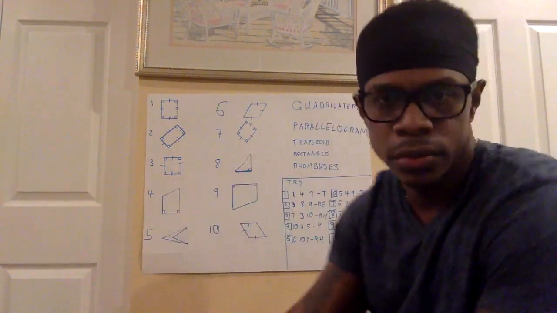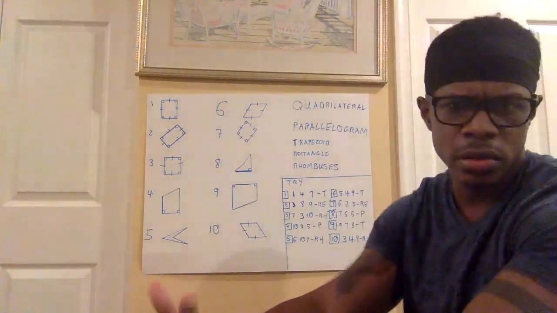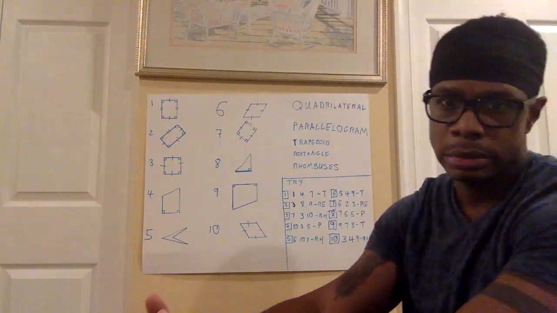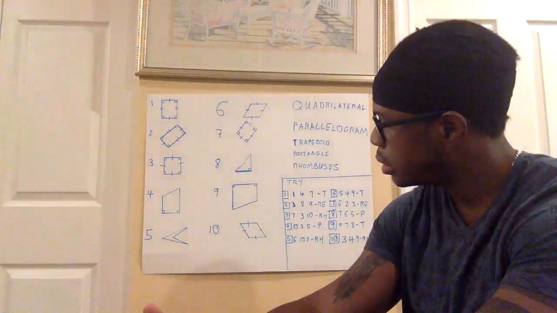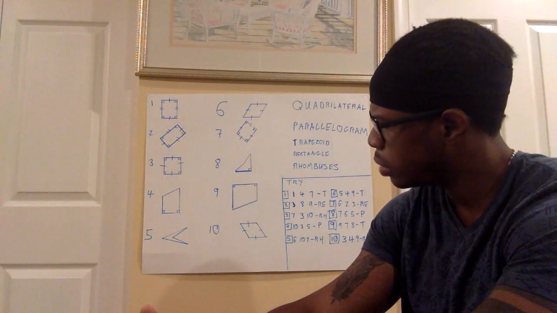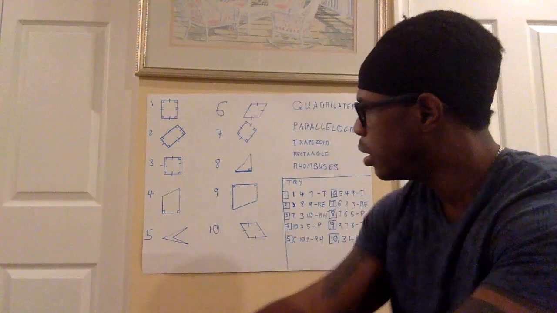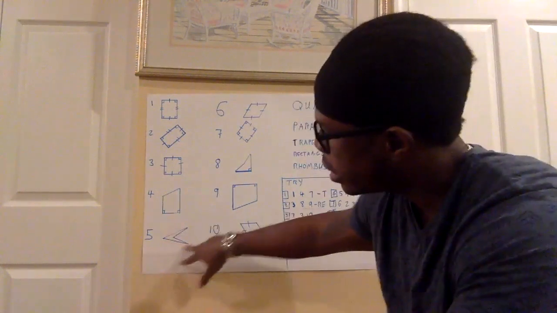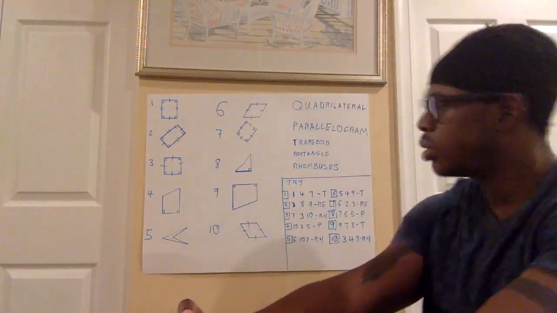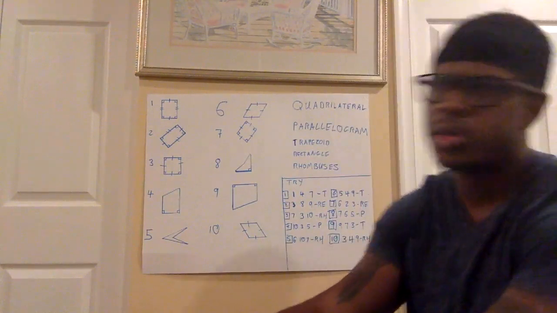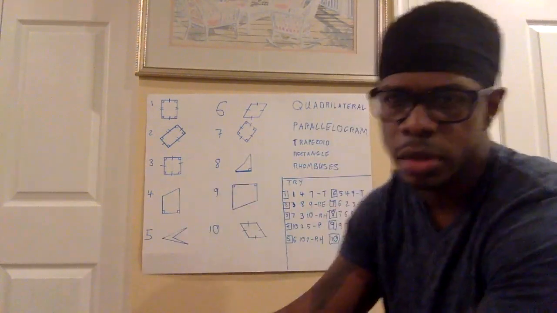Number 5. Is number 5 even a quadrilateral? Yeah, it is a quadrilateral. I think I said it wasn't at some point accidentally. No, it is a quadrilateral because it has 1, 2, 3, 4 sides, but there are no right angles in there. So there are no right angles in number 5. That is a quadrilateral. I think I may have made a mistake earlier, but that is a quadrilateral.